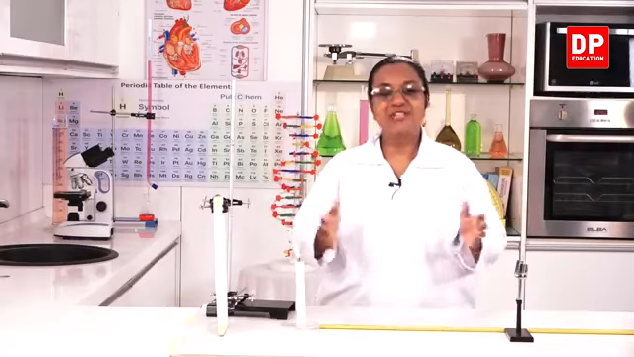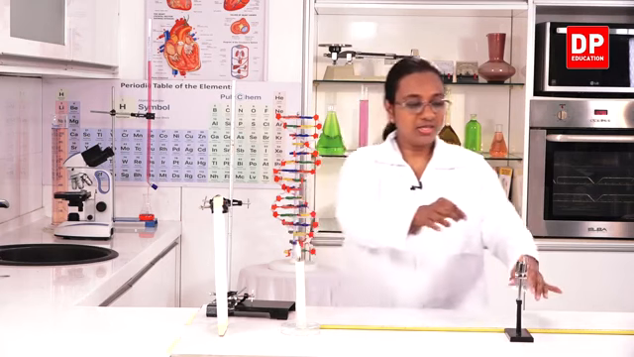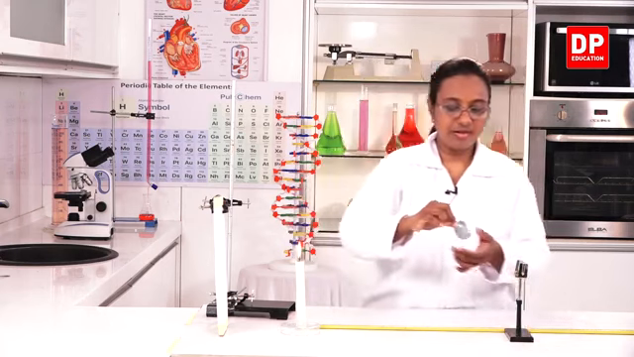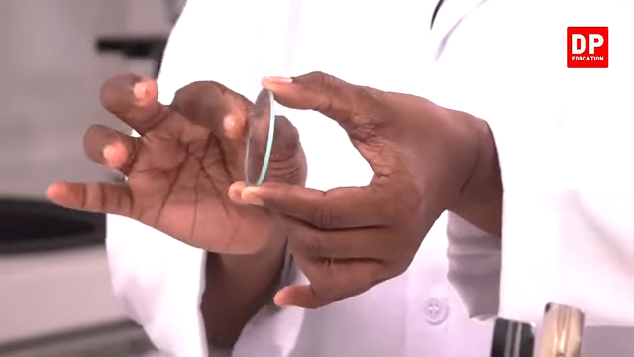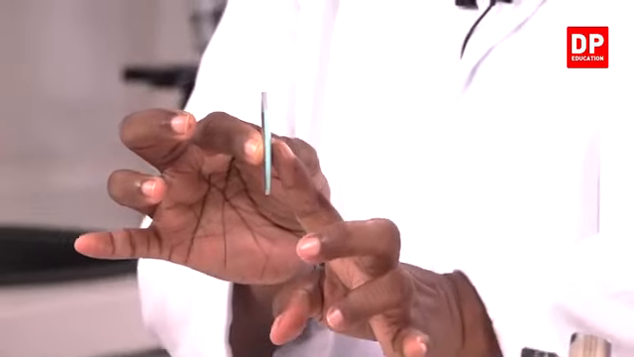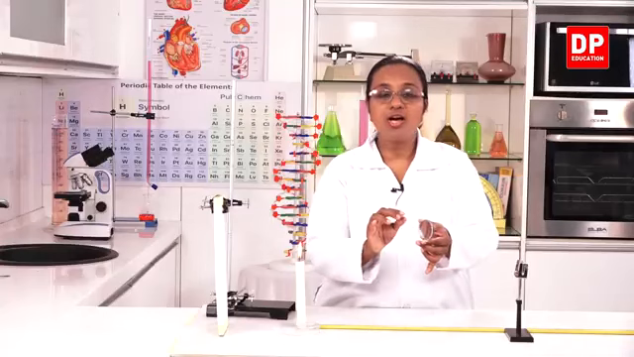Okay students, so now we are going to observe the images formed by a concave mirror. So here I have the concave mirror. You can see it's curved inwards, and this side is the reflective surface. This is the non-reflective surface. So therefore this is a concave mirror.